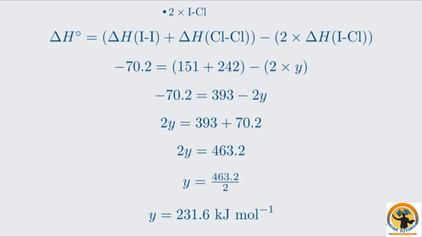This problem demonstrates how bond enthalpies can be a powerful analytical tool, allowing us to deduce unknown bond strengths from experimental reaction data. You will find that the actual value for the I-Cl bond is indeed around 232 kJ per mole. Let's quickly recap what we have covered today.